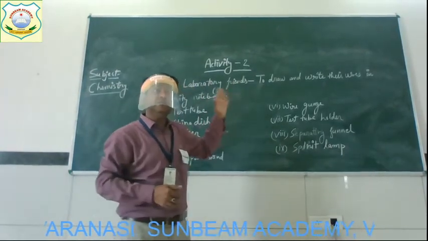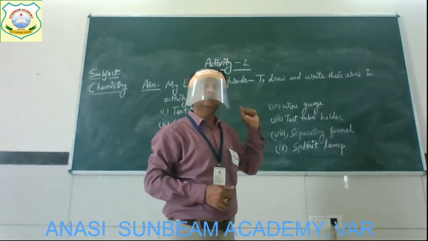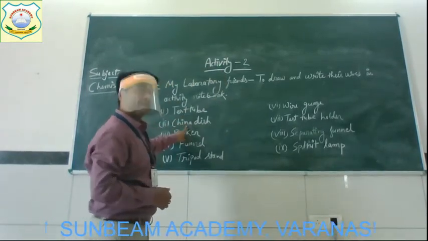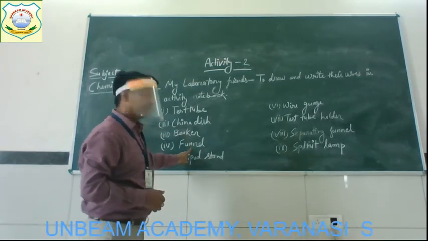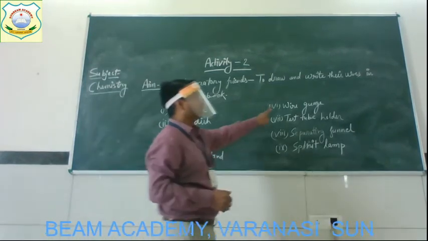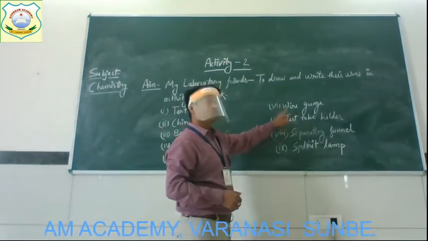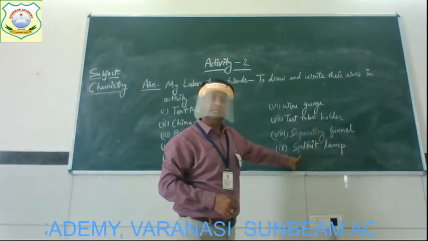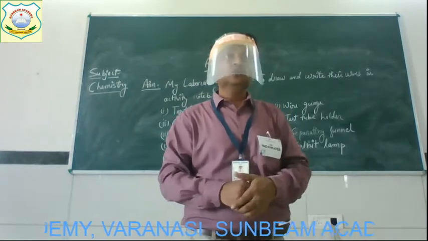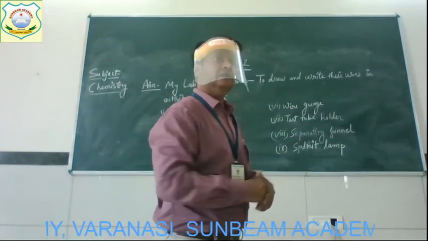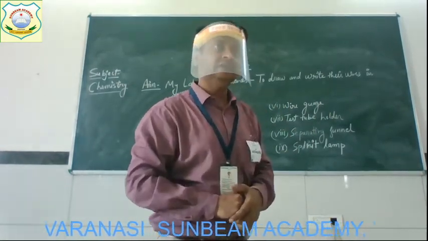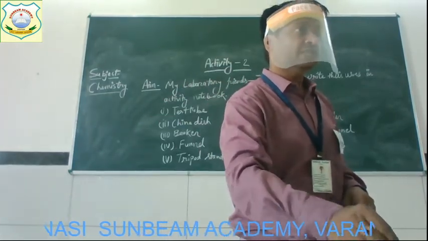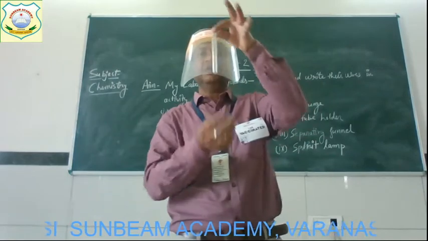So, what are the different things we will observe today in the practical? First, test tube, China dish, beaker, funnel, tripod stand, wire gauze, holder, separating funnel, and spirit lamp. Get it? So, I'm going to show you one by one these different laboratory friends. So, what is the first one? Test tube. Just see that here I have the test tube.